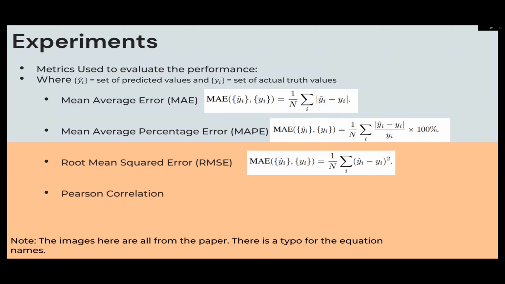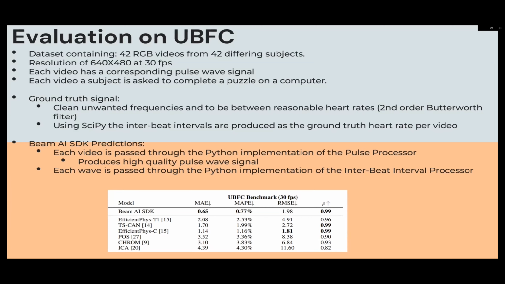The first benchmark that the authors tested their SDK on was the UBFC, and this is a dataset containing 42 RGB videos with one unique subject per video, so that's 42 differing subjects total. And the resolution of these videos was 640 by 480 at 30 FPS. Every single video had a corresponding pulse wave signal, and along with that, every single video had the subject doing a puzzle as some certain stimuli for the video.